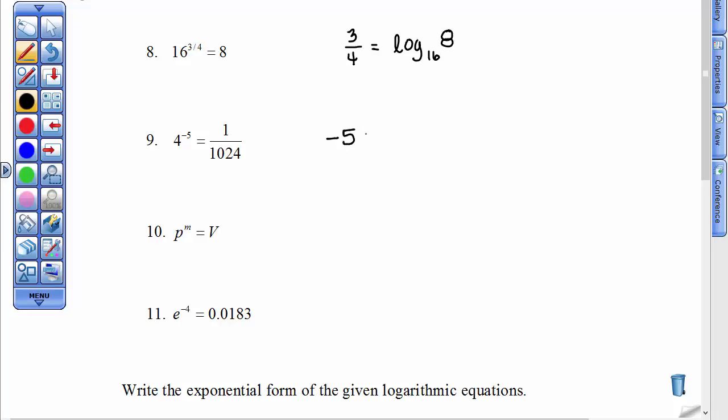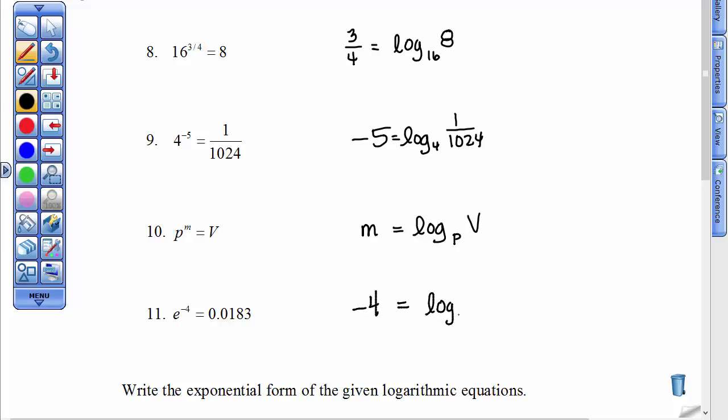So my exponent is all alone. My base is 4. Of 1 over 1024. My exponent is all alone. My base is the little letter p, log of v, where the base is p. My exponent is all alone. My base is the little letter e, which is a number, and the 0.0183.